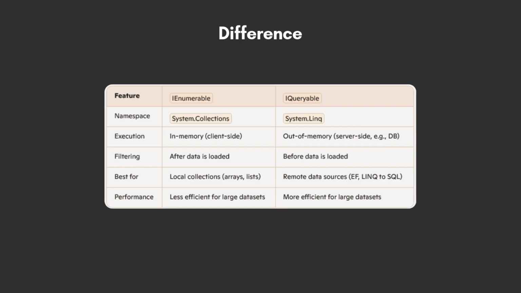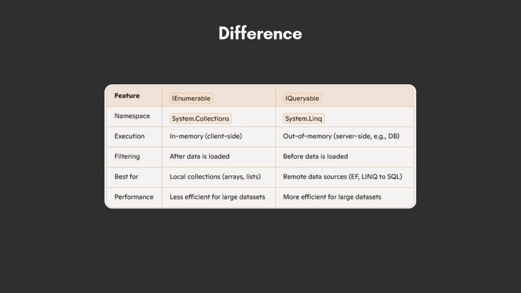If we talk about the difference between IEnumerable and IQueryable, these two belong to different namespaces. IEnumerable belongs to the System.Collections namespace and IQueryable belongs to the System.Linq namespace, which you need to remember. But this is not the main difference which the interviewer will look for. The main difference between these two is, IEnumerable is an in-memory collection and IQueryable is out of memory.